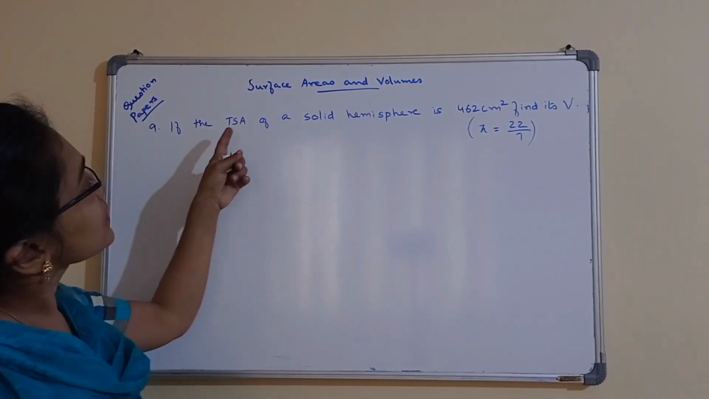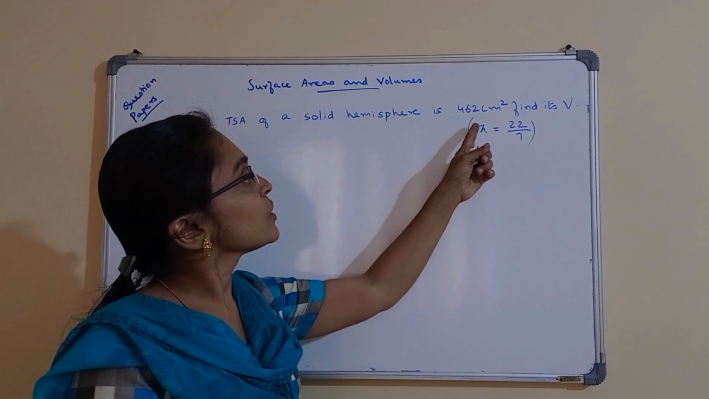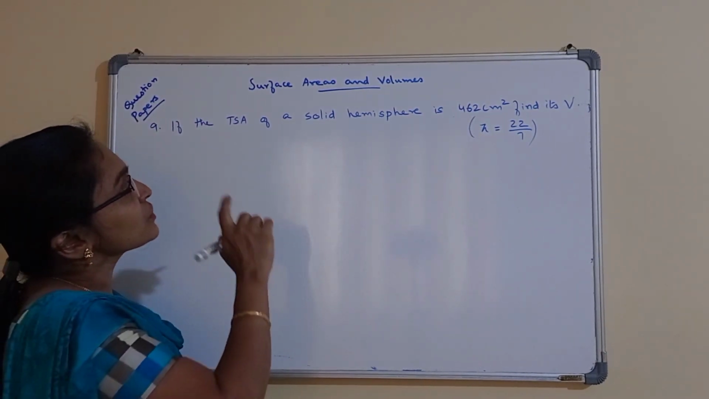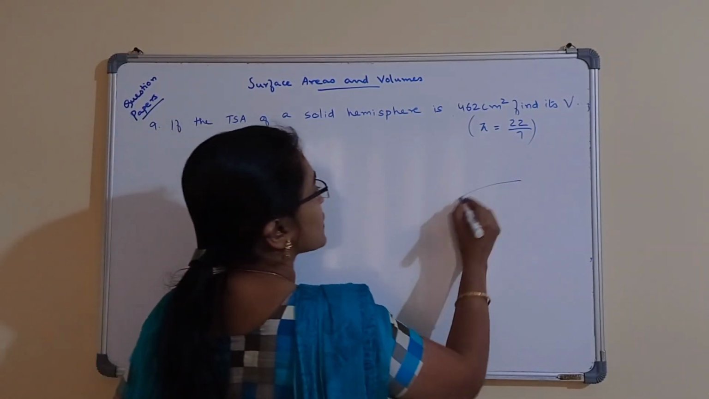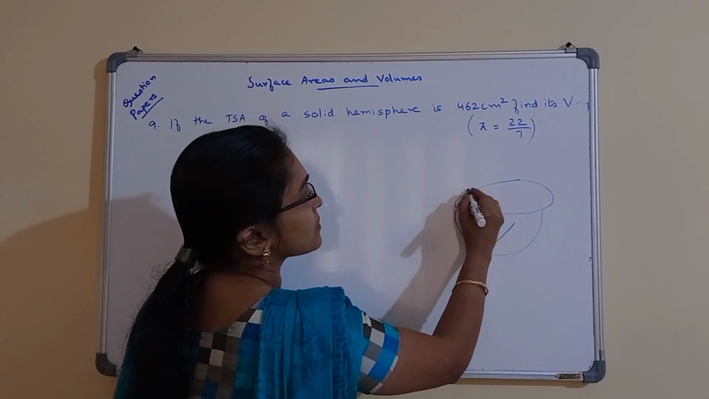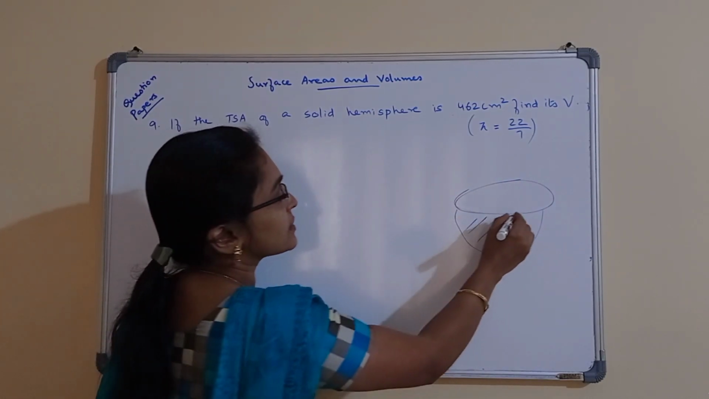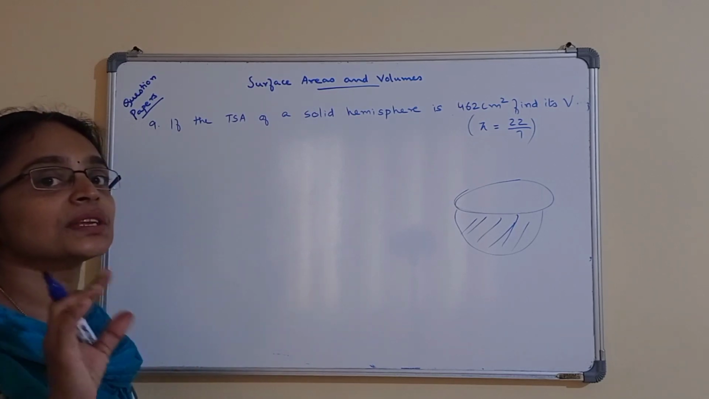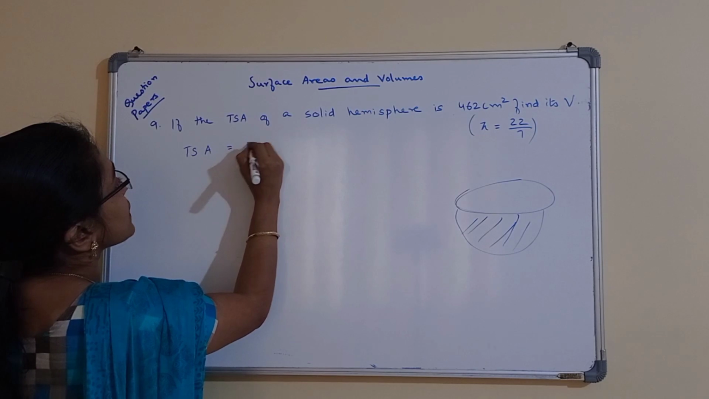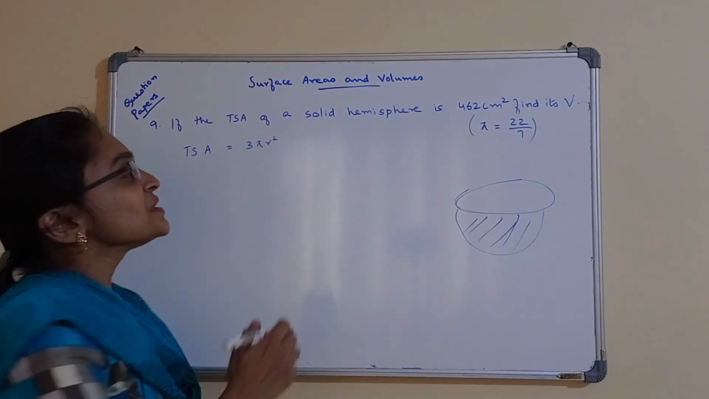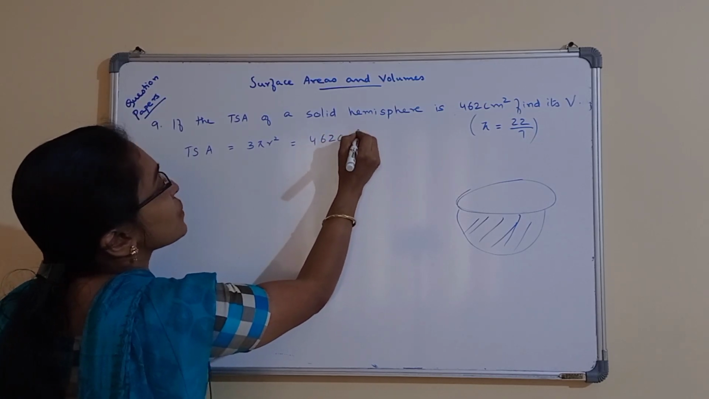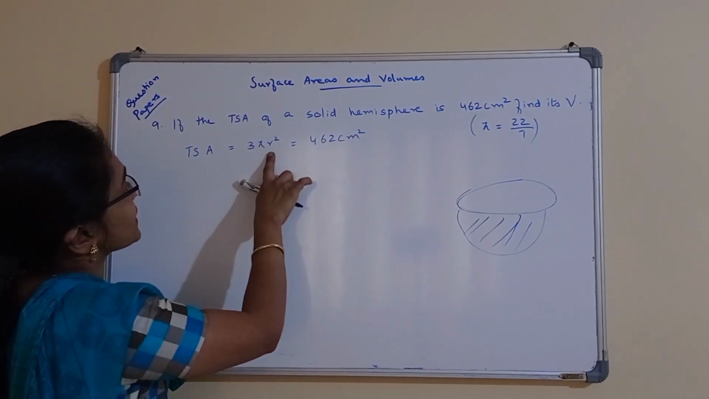Next one, if the total surface area of a solid hemisphere is 462 centimeters square, find its volume. We know the total surface area of a solid hemisphere, we have seen it in the previous question. This area is pi r square and this area is 2 pi r square. So it is 3 pi r square. So TSA is equal to 3 pi r square, which is equal to 462 centimeters square. So from this we can find r, right?